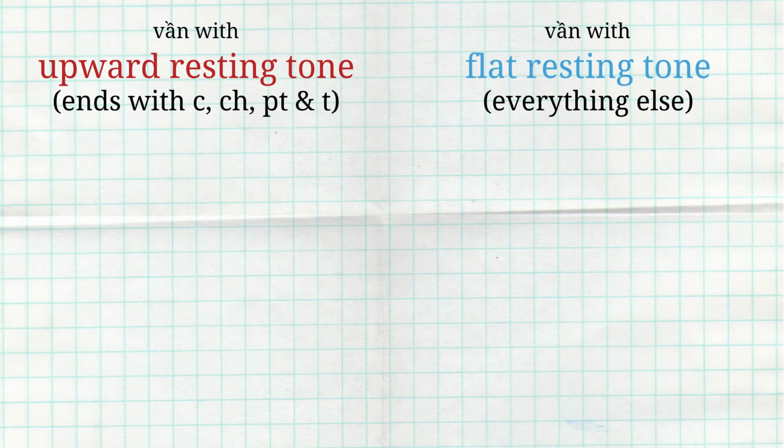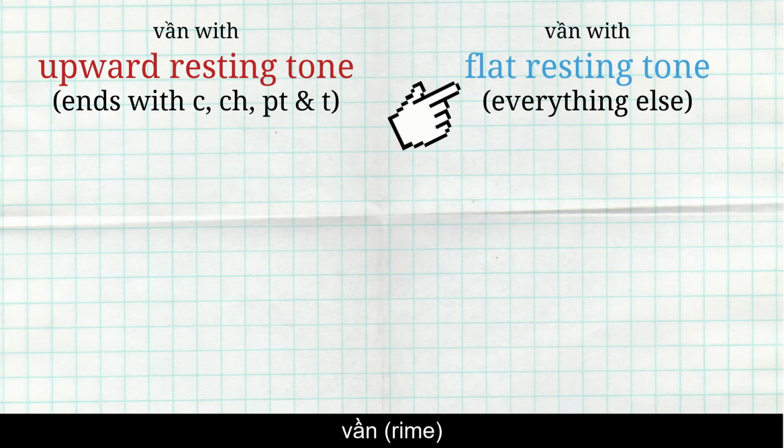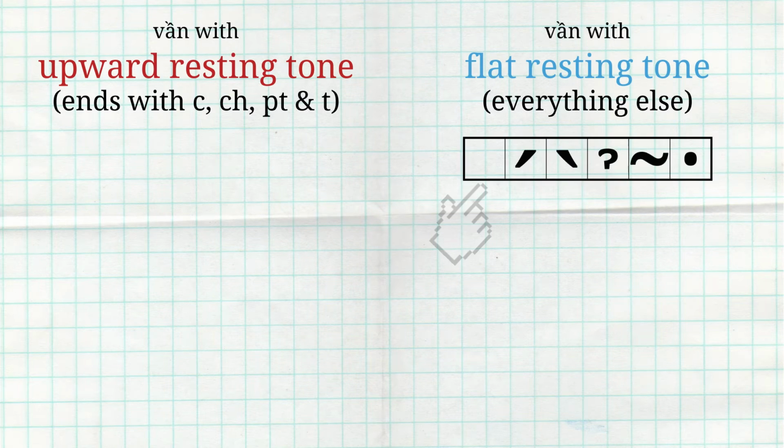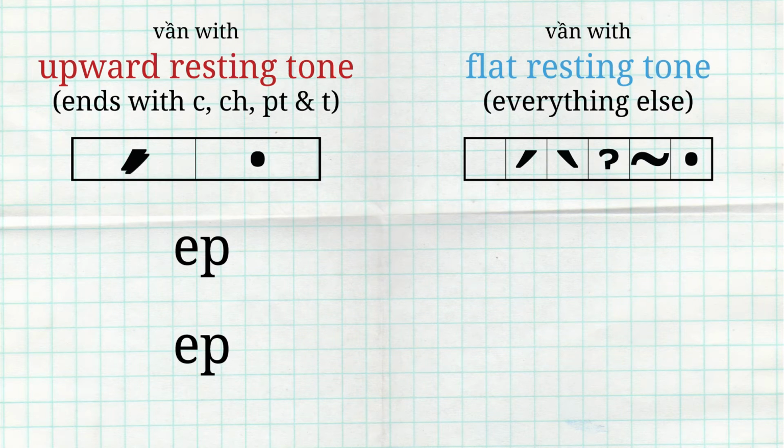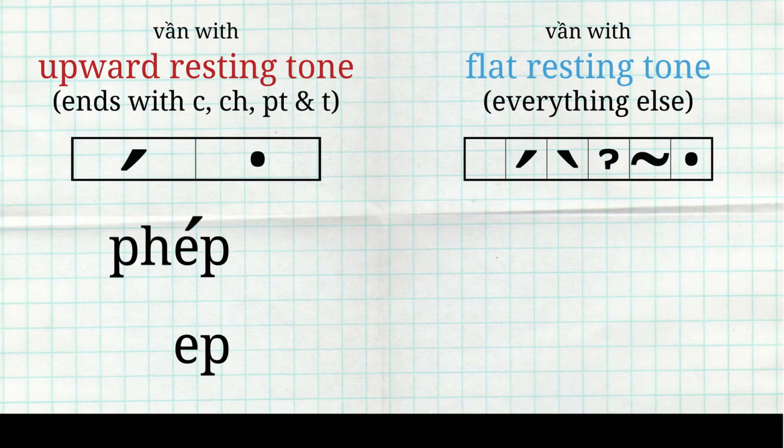Okay, so the reason I've been spending so much time on resting tones is because this is what determines which tones can be combined. Those vang with a flat resting tone can be combined with any of the 6 tones, and those with an upwards resting tone can only be combined with your suck or your nang. So for example, ép, your suck, phép, your nang, đẹp.